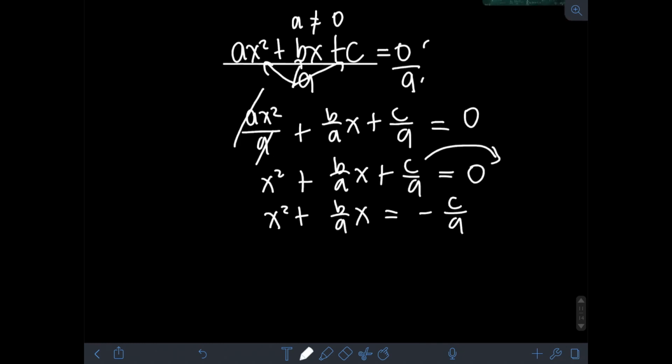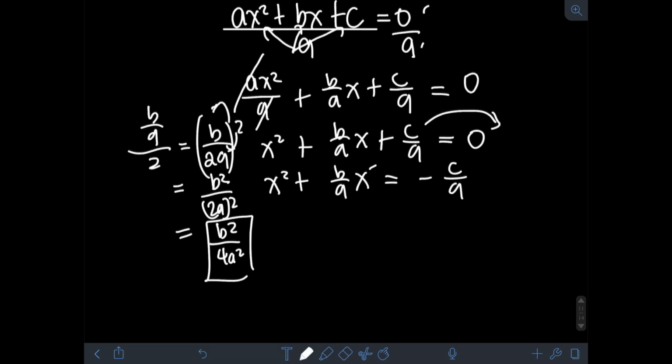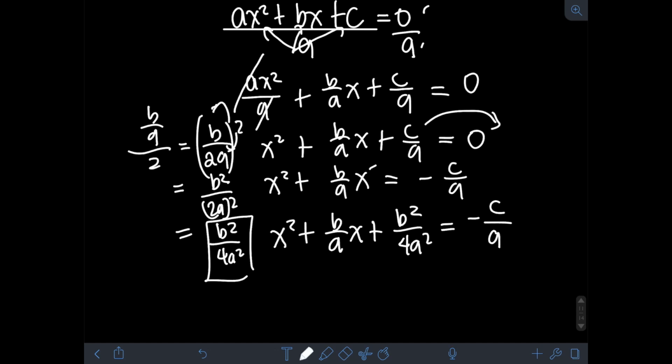So if we divide the numerical coefficient of x, which is b over a, by 2, it is equal to b over 2a. And then, squaring it, distributing the exponent, we have b squared over (2a) squared, or b squared over 4a squared. Therefore, this is the term to be added to both sides to complete the square of x. By doing so, we have x squared plus b over a x plus b squared over 4a squared equals negative c over a plus b squared over 4a squared.